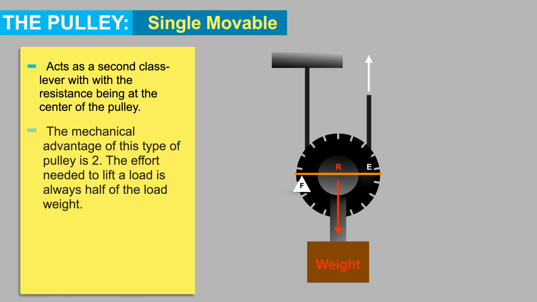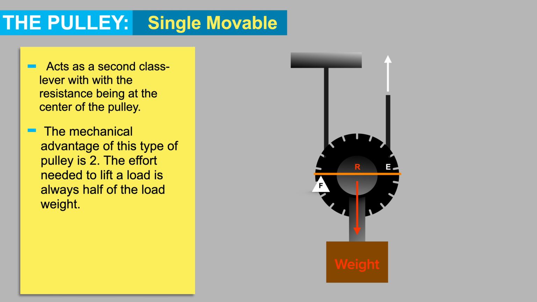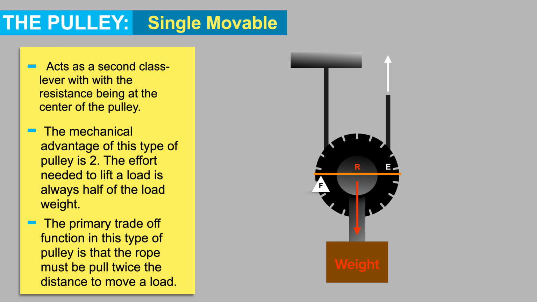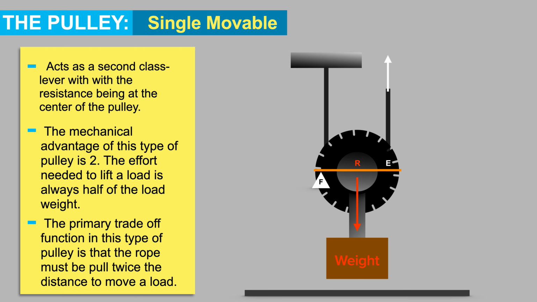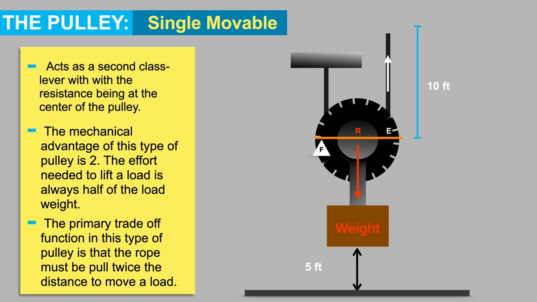The mechanical advantage of a single movable pulley is 2. The effort needed to lift a load is always half of the load weight being lifted. For example, if a 600-pound engine was to be lifted using a single movable pulley system, the effort needed to lift the engine would be 300 pounds. The primary trade-off in this type of pulley system is that the rope must be pulled twice the distance to move a load. If a load has to be lifted 5 feet, 10 feet of rope must be pulled to get the load to the required distance.